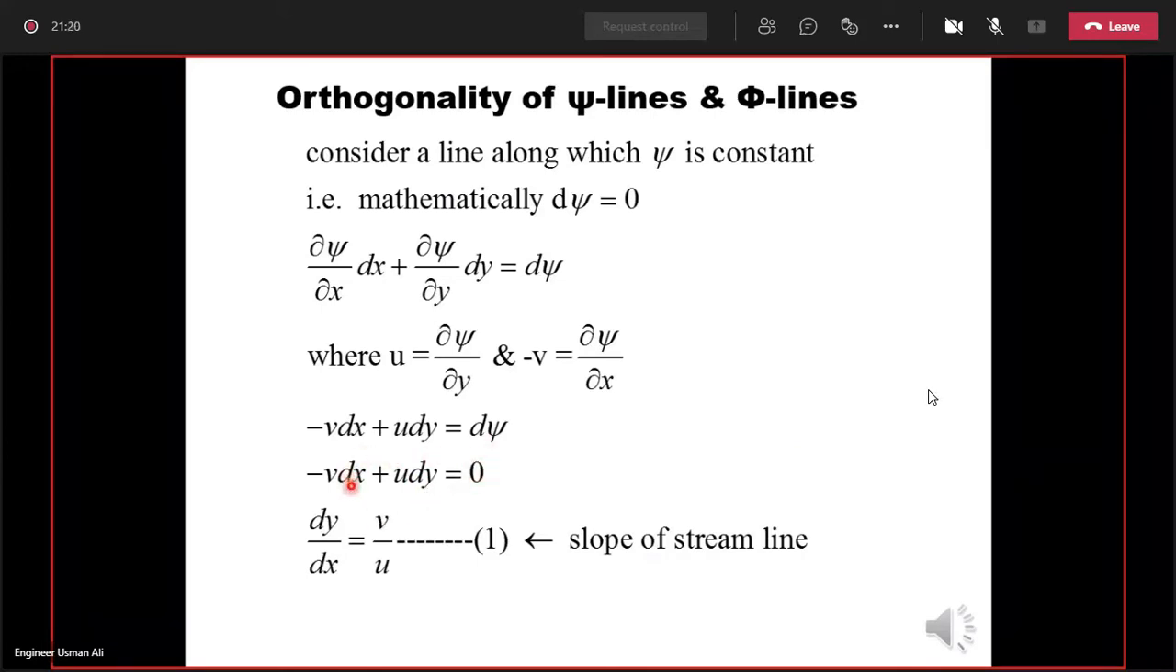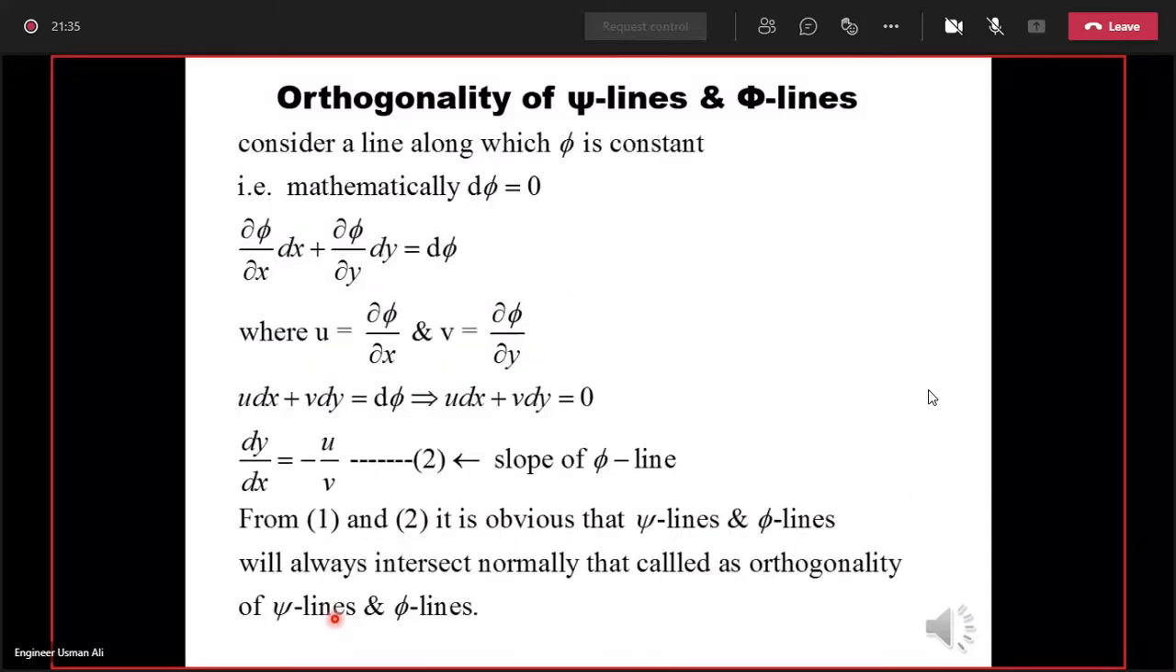And rearranging it, we can write dy over dx is equal to, you can take it on the other side. So dy over dx is equal to v over u. This is the slope of the streamline: dy over dx is equal to v over u. Now let us find the slope of the equipotential line.